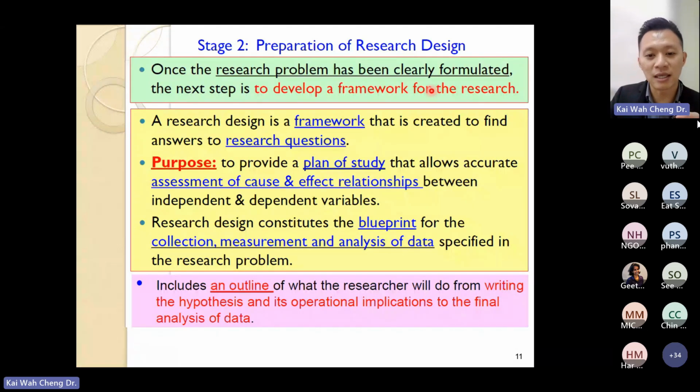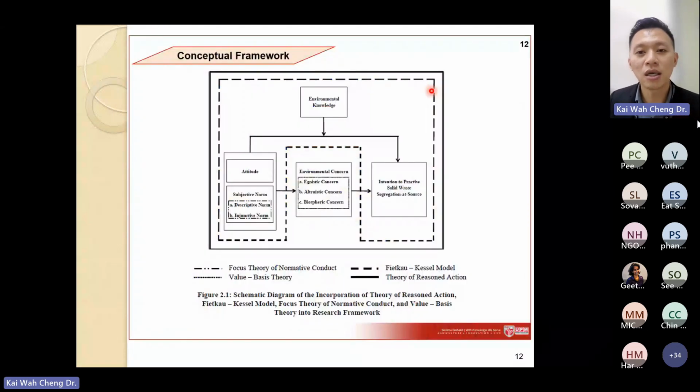Okay, I will show you an example in the next slide. As you can see from your screen, this is the conceptual framework from my PhD dissertation last time. For a PhD level, your framework should consist of independent variable, IV, dependent variable, DV, and then you should have a mediating variable and moderating variable as well.